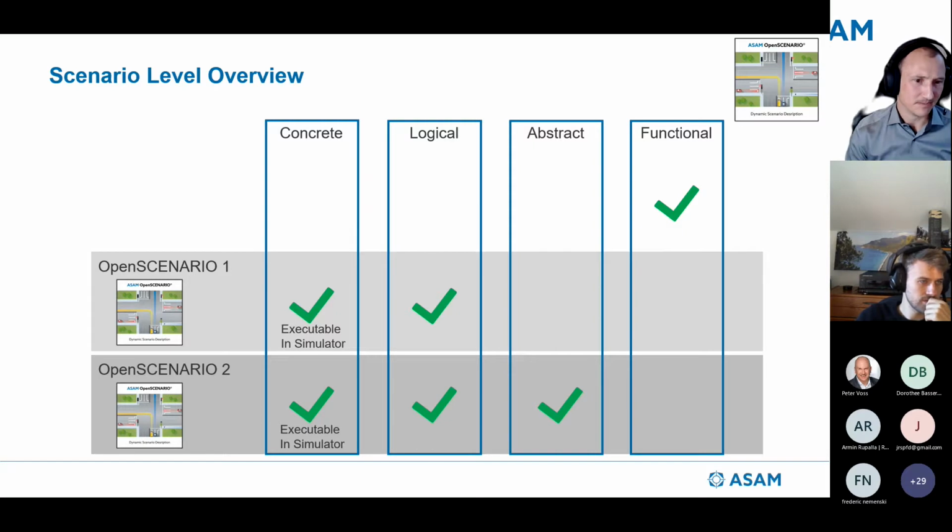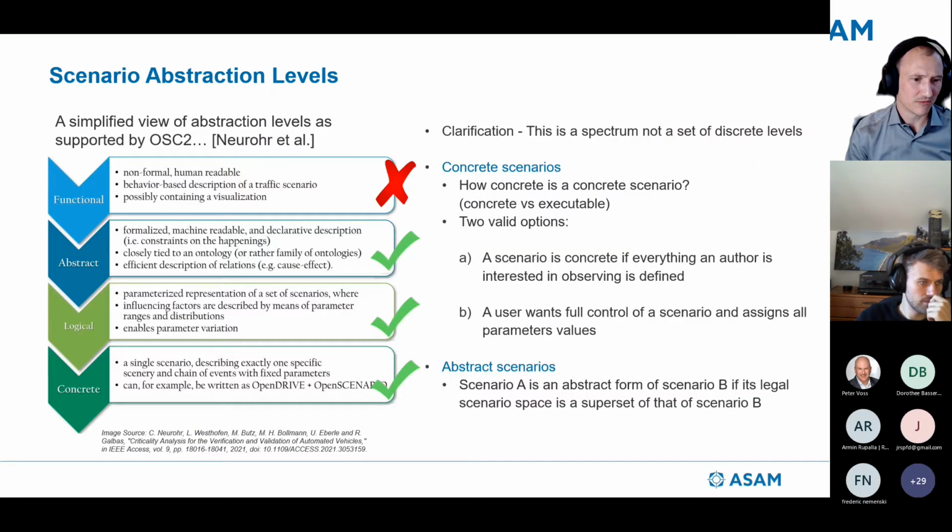What exactly does that mean? We have here a graphic that was published in a recent paper stemming from a German research project, a follow-up to some of the Pegasus family of research projects, where they recently revised these levels, which we have now adopted. Right, and again, we have these 4 levels. At the bottom, we have these concrete scenarios, which is essentially one single scenario, so a point in a solution space that describes exactly one specific chain of events or one specific set of scenery with this chain of events. And this is something that many of you will have already used, for example, with OpenDRIVE and OpenSCENARIO.